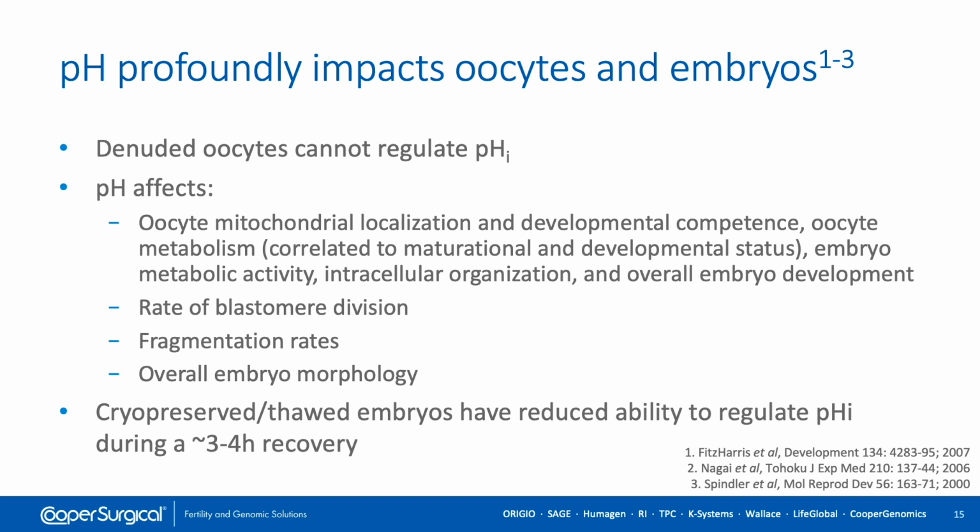And so these two areas need to be particularly adhered to, where we maintain a stable pH. But other effects can be seen and have been reported. So egg mitochondrial localization and development competence is affected if pH is changed. Egg metabolism, embryo metabolic activity, intracellular organization, and overall embryo development can be affected by changes in pH. The rate of blastomere division, fragmentation rates, and overall embryo quality are going to be affected by pH, and therefore it's critical that we keep it stable and within a narrow range as the embryos develop in culture.